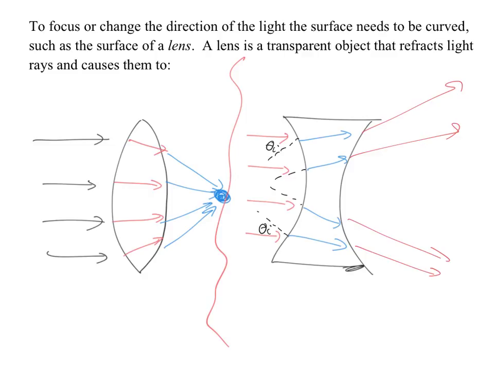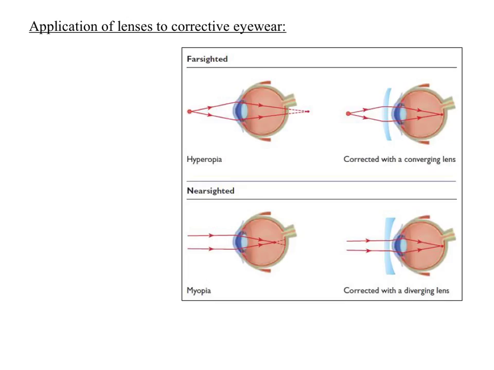Now, the question was posed in the other class, what kind of lenses do we use to correct our eyes? Do we use diverging or converging? So let's attack that question. If we look at this, we can see that we have two scenarios. You could be farsighted or nearsighted. Let's start with the question, what does it mean to be farsighted or nearsighted?